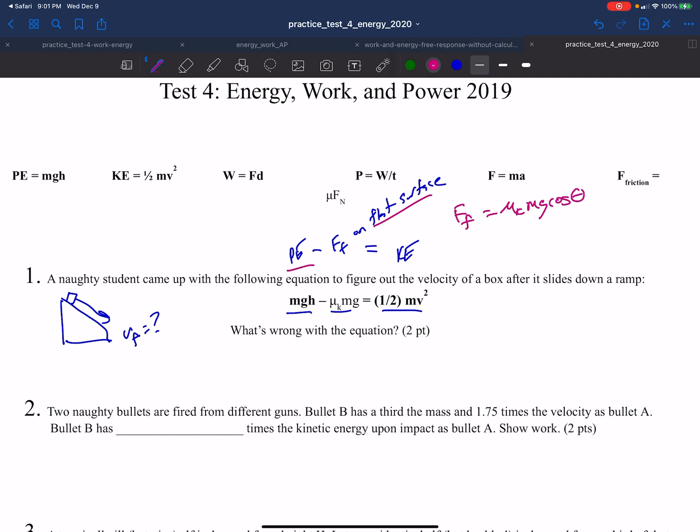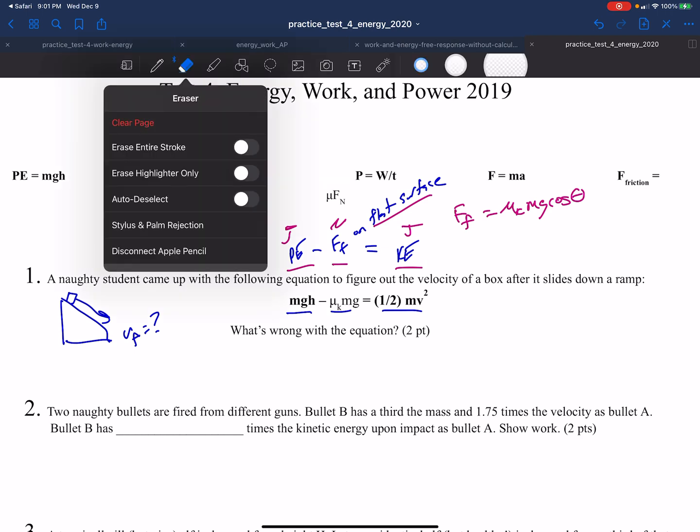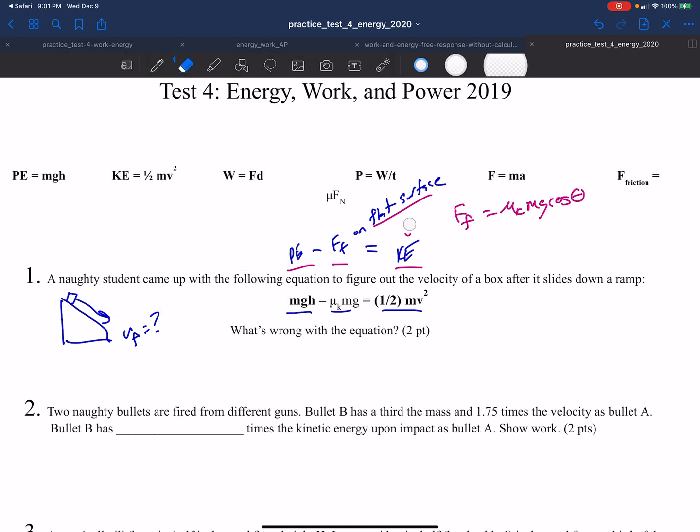This is an energy, so you can't subtract a force from energy. Dimensionally, you can't do it. You can't have joules here and then expect that you're going to subtract off newtons. It just doesn't make any sense. So we need to be subtracting off the work due to friction. So the work due to friction is mu sub k mg cos theta d. The d is what makes it work, no pun intended.